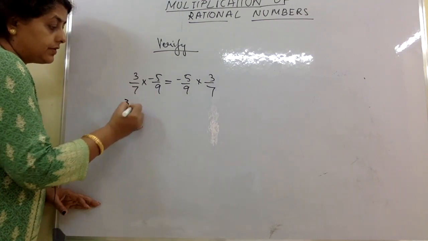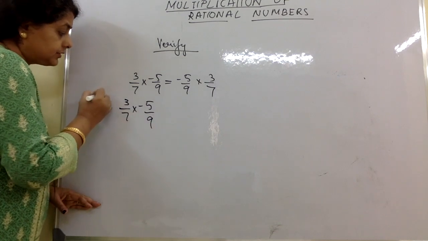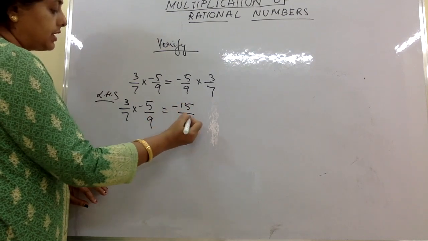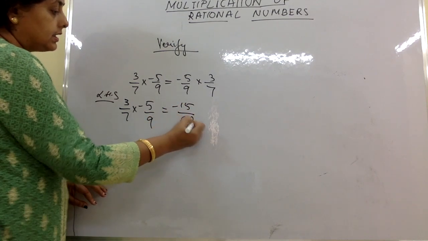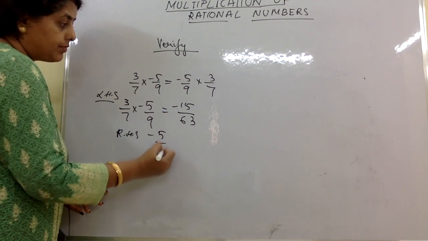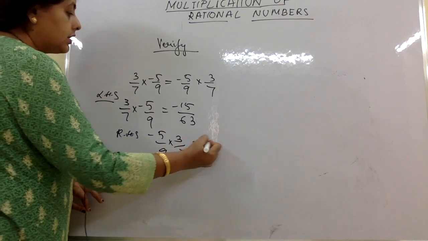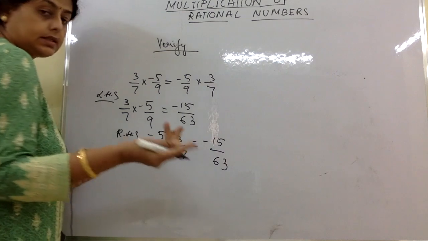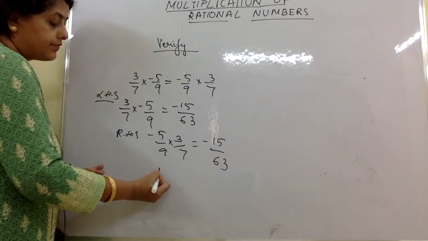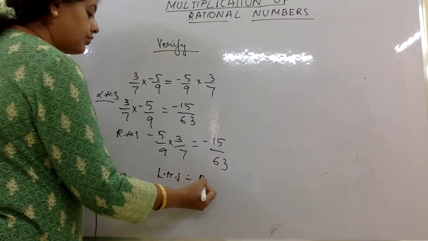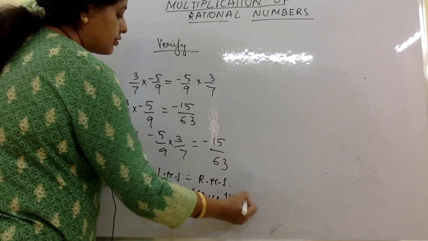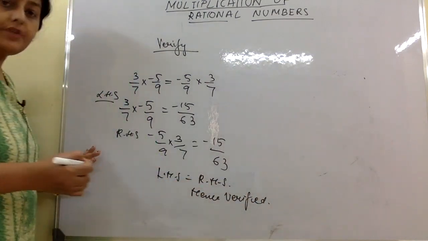So 3 by 7 into minus 5 by 9, that is my left hand side, LHS, and that gives minus 15 by 63. Now I'll take the RHS. This is minus 5 by 9 into 3 by 7, which is minus 15 by 63. Now I see that these two are equal, hence LHS is equal to RHS, hence verified. So this is the correct method for verification.